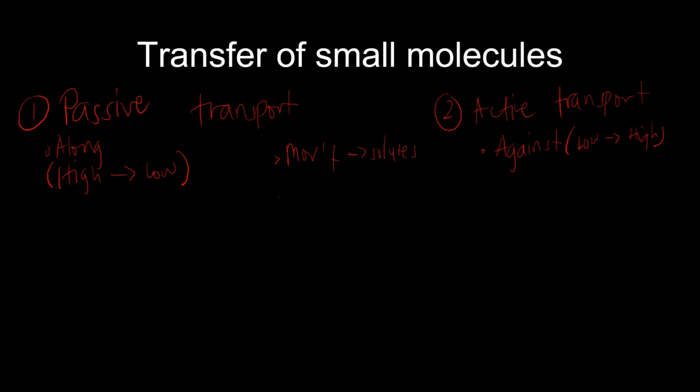Another way to differentiate this is through the use of ATP. So for active transport, since the movement is against the concentration gradient, this would require ATP use. On the other hand, for passive transport, it does not require ATP use.